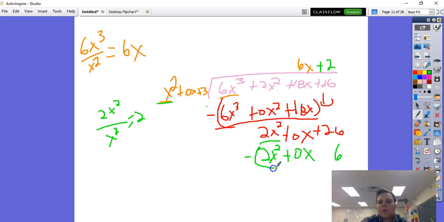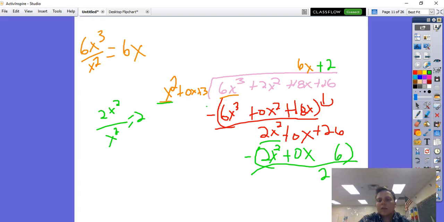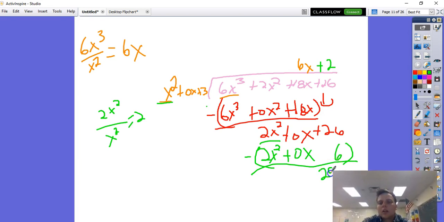And then I subtract some more. So 2x squared minus 2x squared, kill each other off. 0x minus 0x does nothing. 26 minus 6 is 20. Plus 20. I didn't mean to move this picture thing. Okay. So in other words, my answer is 6x plus 2 with a remainder of 20.